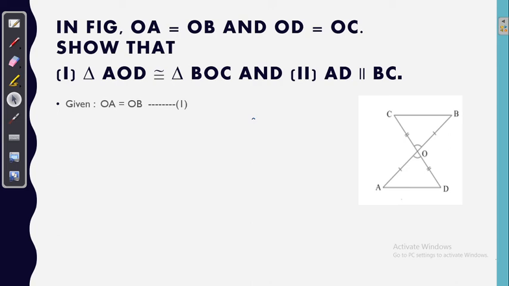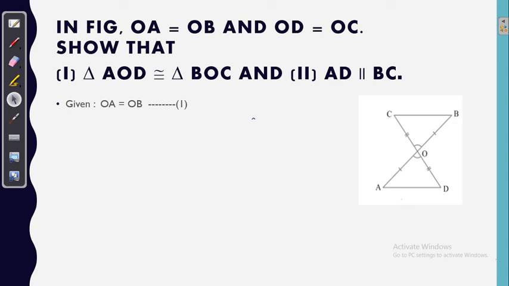Ma'am, by the axiom we can say that two triangles are congruent. Okay, I'll give a chance to Jafnavi and Supraja. One second, Jafnavi, can you continue? Yes, ma'am. Here we are having two sides and one angle. So we can say that triangle AOD is congruent to triangle BOC, ma'am.